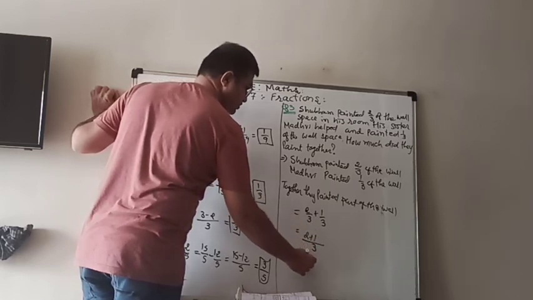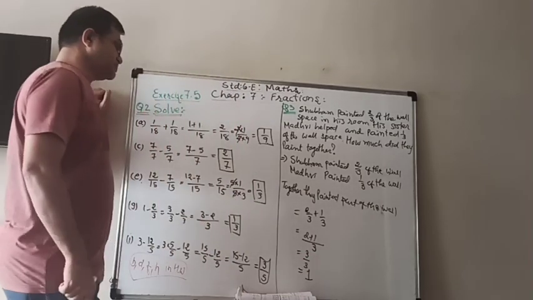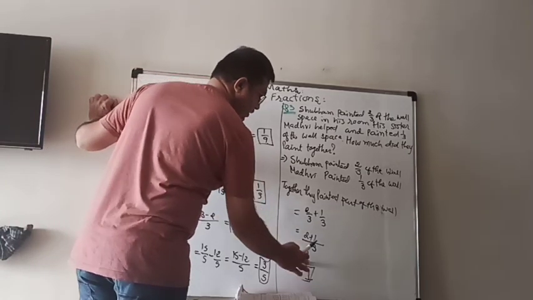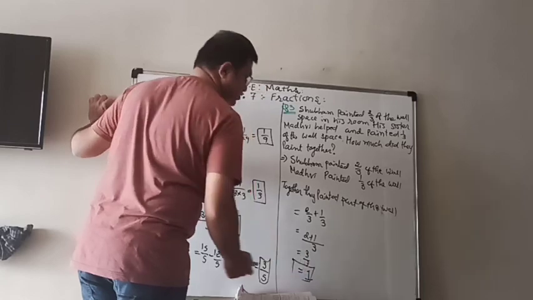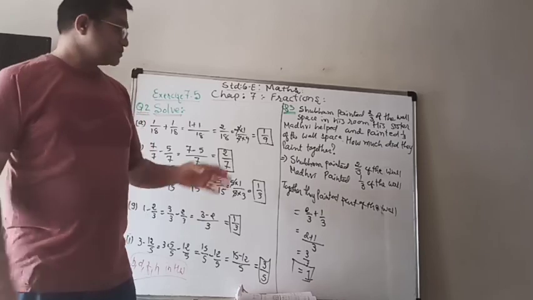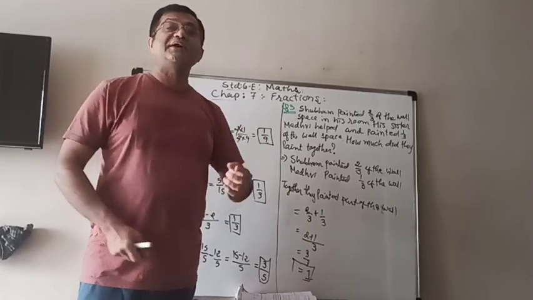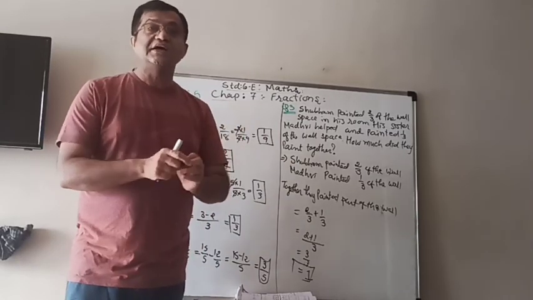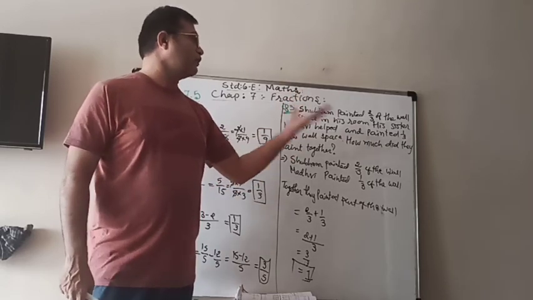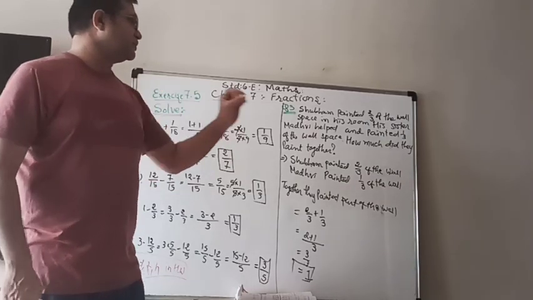2 plus 1 is 3 upon 3. And you can do the cancellation. So together they painted the whole wall, the whole section of the wall, because 2 by 3 plus 1 by 3 is equal to 3 by 3. It means that together they painted the whole wall. It means nothing is left, because 2 by 3 was painted by Shubham and his sister helped for the remaining 1 by 3.